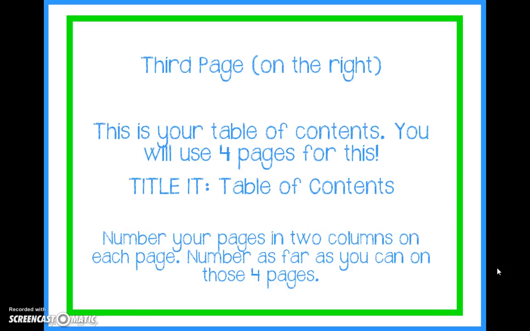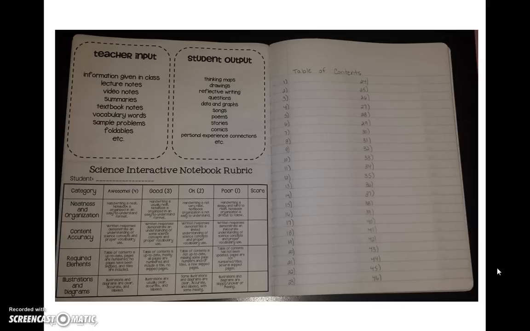On the third page, on the right of what you just worked on, this is your table of contents. You will use 4 pages for your table of contents. So you're going to go ahead and at the top line, you're going to title this page Table of Contents. And then you're going to number your pages into 2 columns on each page. You're going to number as far as you can on those 4 pages. So let me show you an example before you begin.